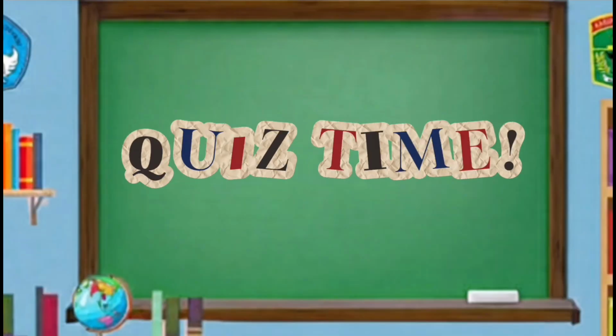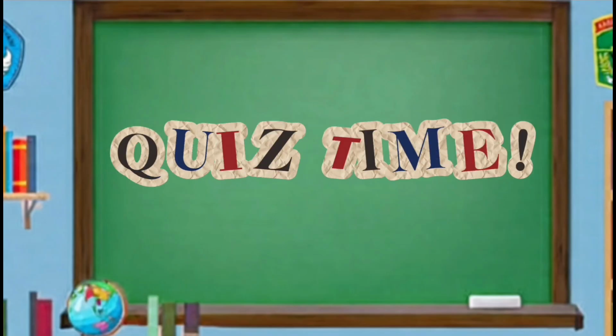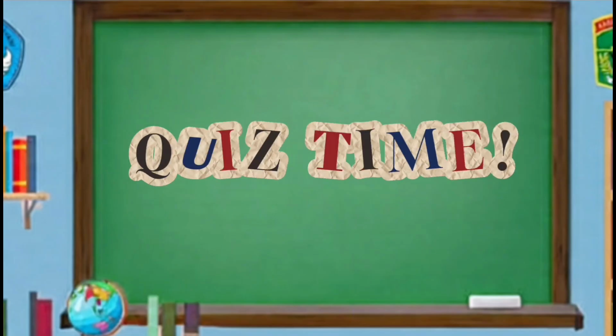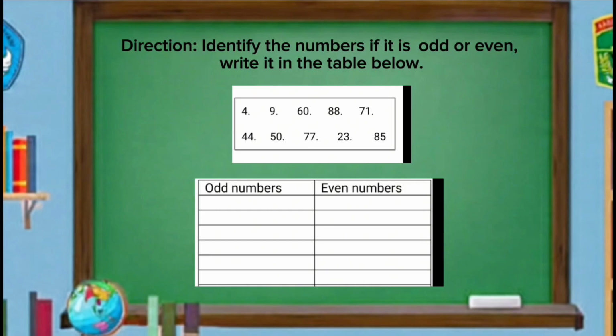To test if you really understand our lesson, I have here a quiz. Direction: Identify the numbers if they are odd or even. Write it in the table below. Okay, tell me which are odd numbers. Alright, we have 9, 71, 77, 23, and 85.